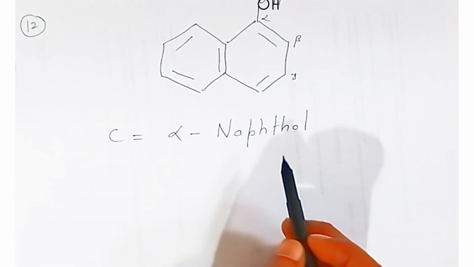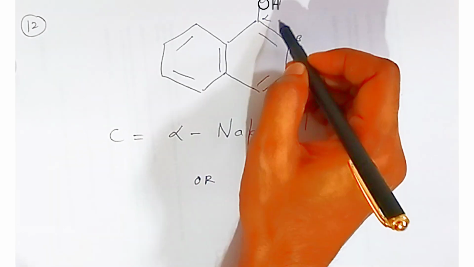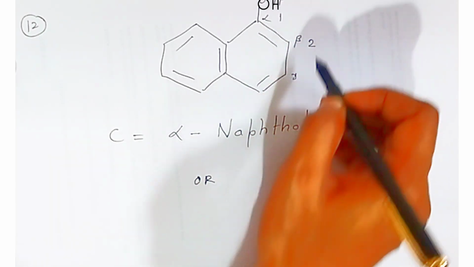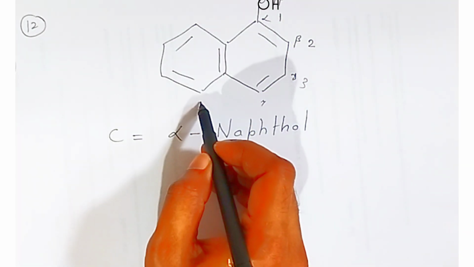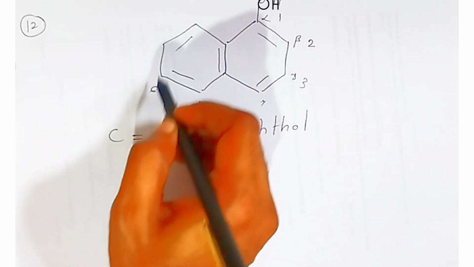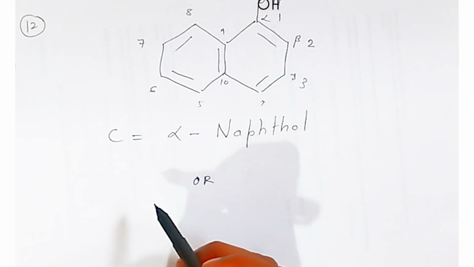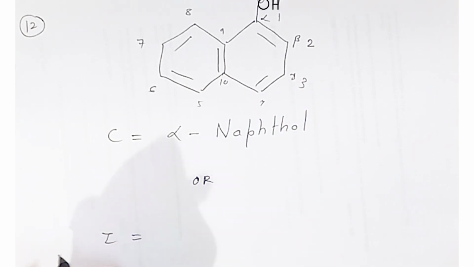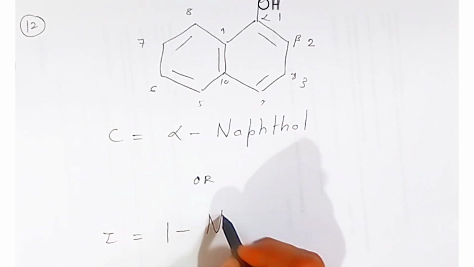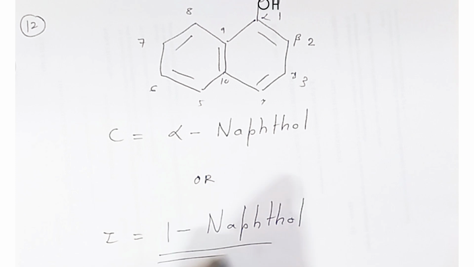So this is a phenol, students. Alpha naphthol belongs to phenol. Here the alpha position will get number 1, second, third, fourth, fifth, like this, students. This is 9, this is 10. Okay, students. So the name of this compound in the IUPAC system is nothing but 1-naphthol. So 1-naphthol is nothing but alpha naphthol.